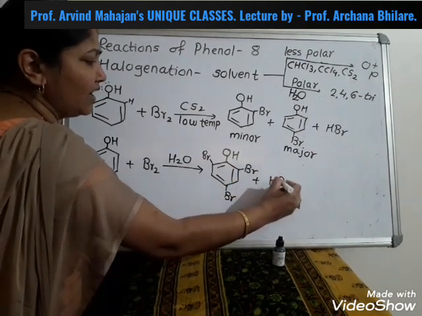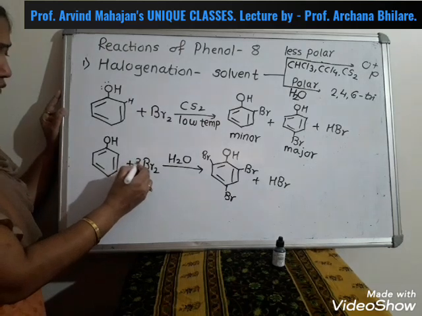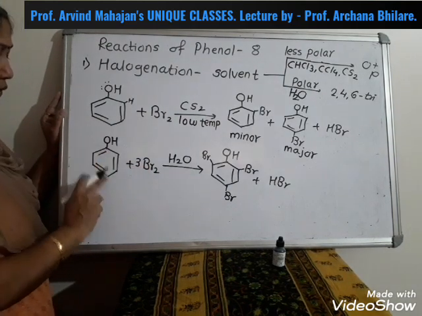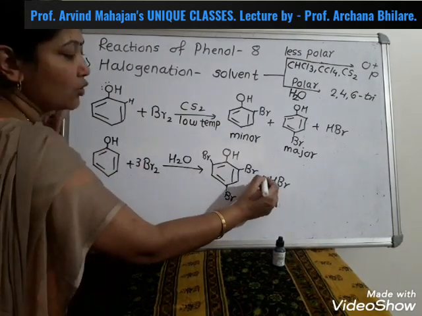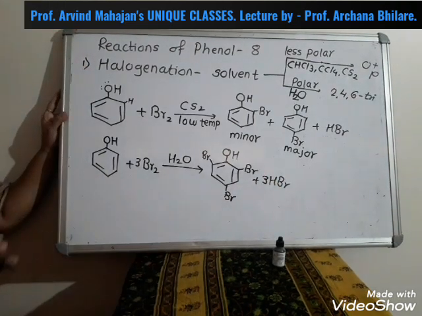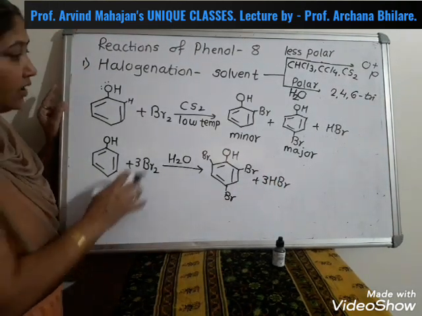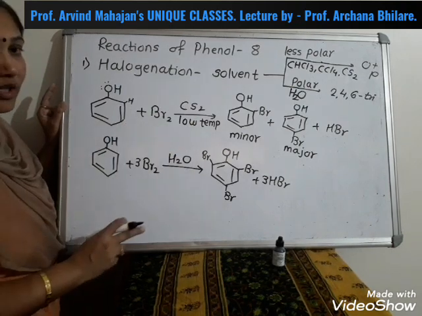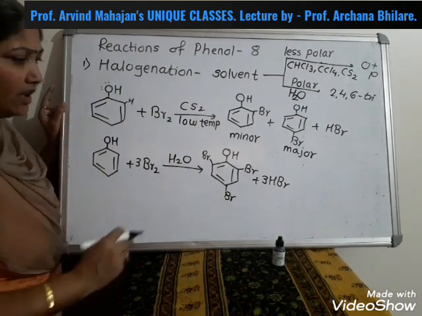Plus HBr. Balancing is not needed. If you want to do, we can write here 3Br2, 1, 2, 3, 3 hydrogen, 3 Br. So byproduct formed is 3 HBr. They have not shown balanced equation for this. Whenever major minor products are there, no need. Here we can write 3 HBr.